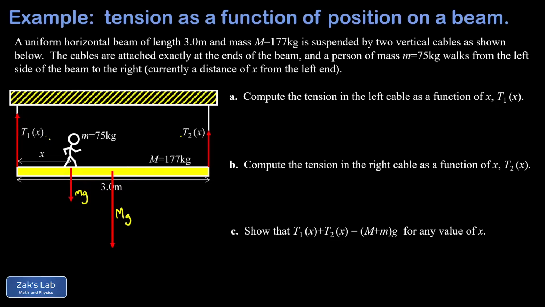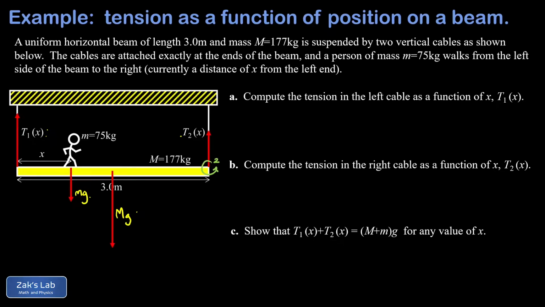And in part A, we want the tension in the left cable as a function of x. My intention when I wrote this problem is that students would use a torque analysis around the right end of the beam. I can call that rotation axis number 2 since T2 is attached to it. The point of that is that T2 produces no torque with respect to that axis because the lever arm is 0. So the only torques being exerted with respect to rotation axis 2 are caused by the weights of the person and the beam, and then T1 out there at a distance of 3 meters from the rotation axis.